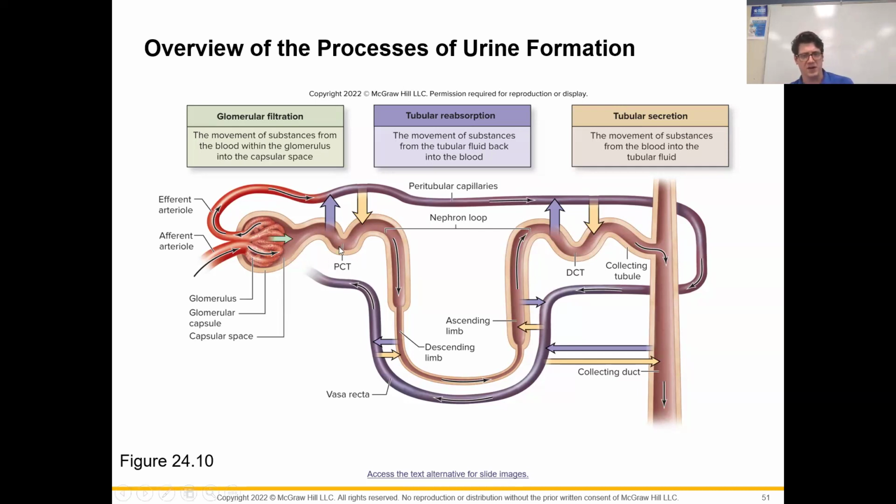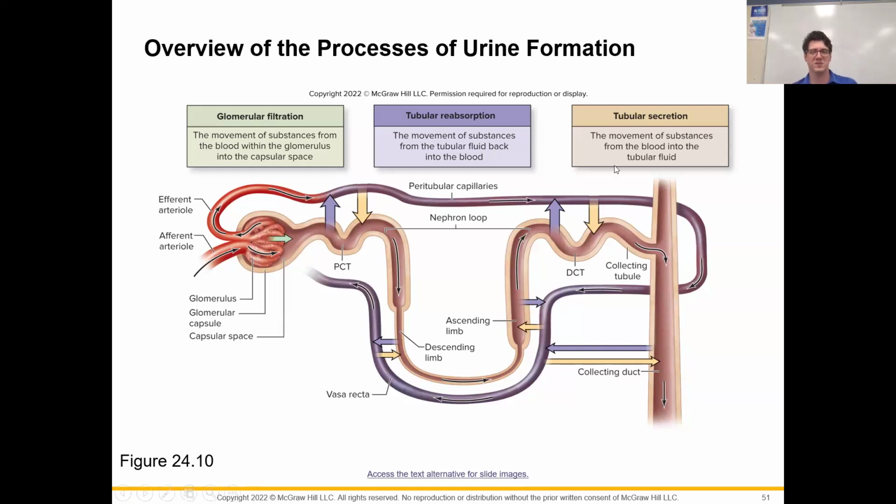Then in the proximal convoluted tubules, in the loop of Henle or the nephron loop, and in the distal convoluted tubule, we're going to have what we call tubular reabsorption. This is basically where the tubes themselves are going to try and move stuff from the fluid back into the blood. So if we want to hold on to glucose, it's going to move from the tube into the blood. If we want to hold on to sodium, we will move the sodium from the tube into the blood.